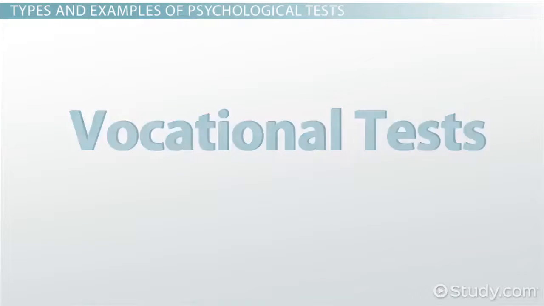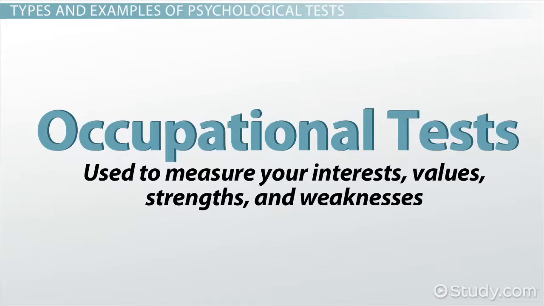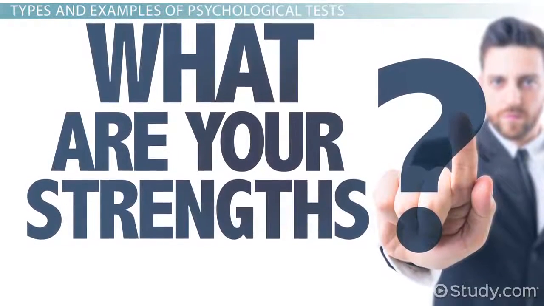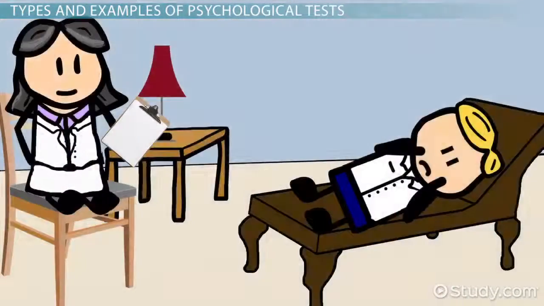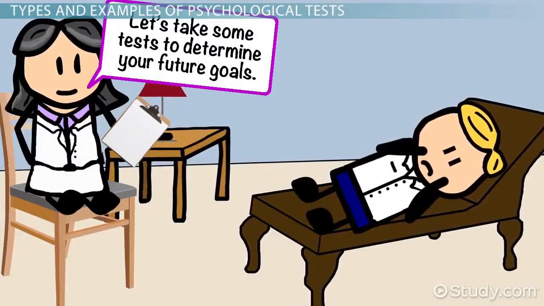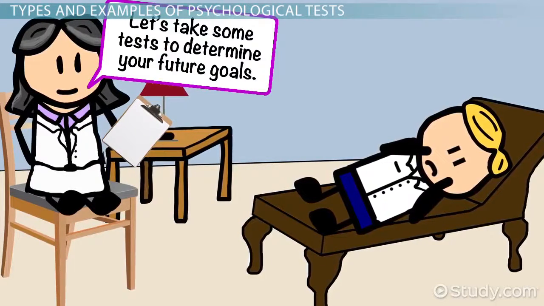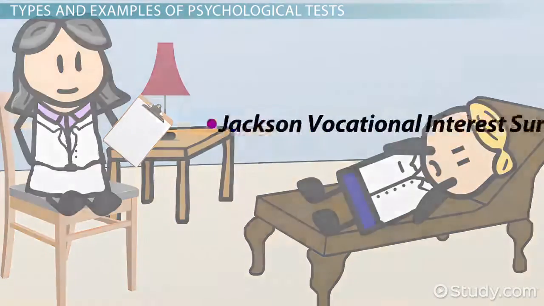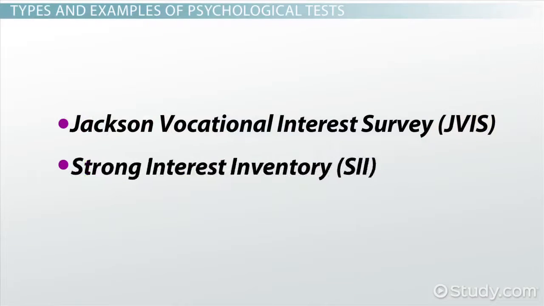Vocational tests, also referred to as career tests or occupational tests, are used to measure your interests, values, strengths, and weaknesses. This information is then used to determine which careers or occupational settings you are most suitable for. Career psychologists and counselors most commonly use vocational assessments to help their clients make decisions about their future educational goals and career choices. Examples of vocational tests include Jackson Vocational Interest Survey, JVIS, Strong Interest Inventory, SII.